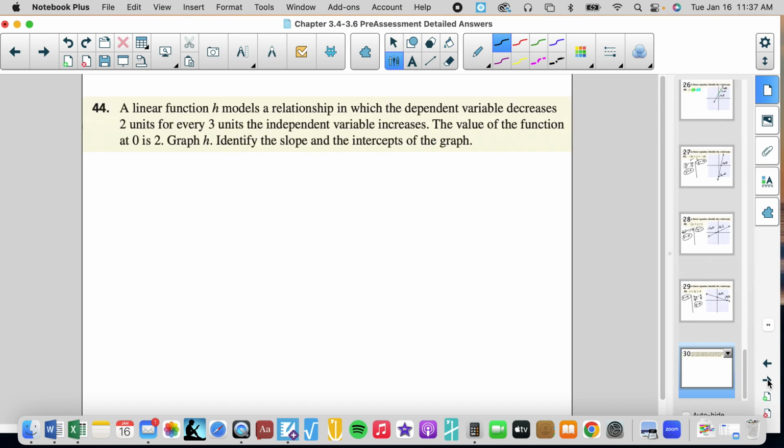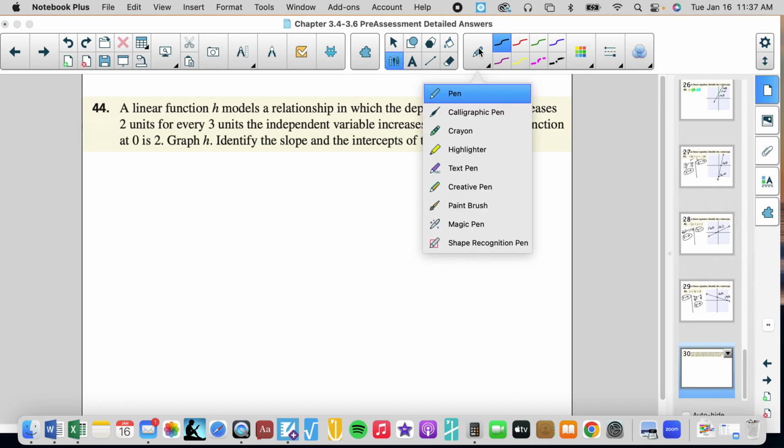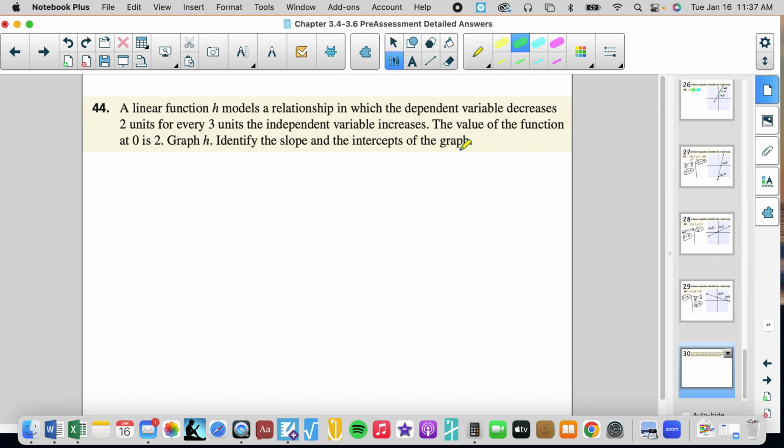A linear function h models a relationship in which the dependent variable decreases 2 units for every 3 units the independent variable increases. The value of the function at 0 is 2. Graph h, identify the slope and intercept. Ooh, this is a little tricky. The value of the function at 0 is 2. So that's the tricky part. Is it 0, 2 or 2, 0?